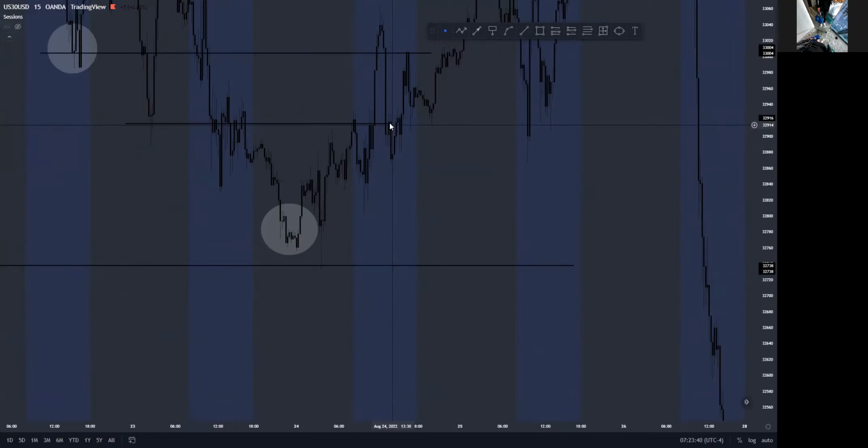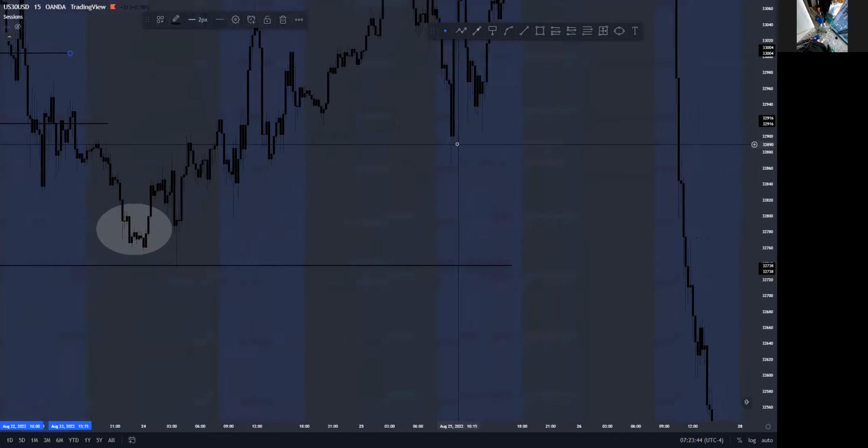So let's just go ahead and break it down from here before I finish what I was talking about. All right, so price making highs here. We got a high here.